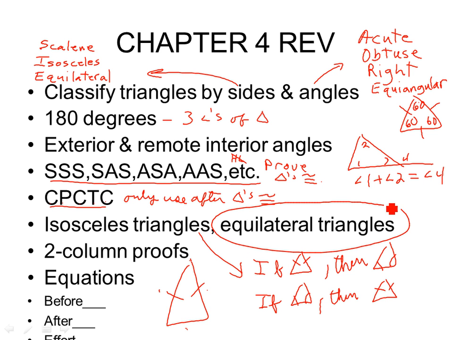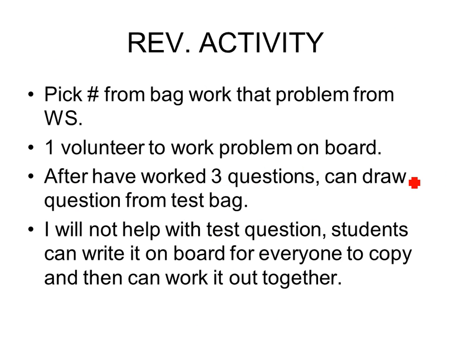Equilateral triangle. If a triangle is equilateral, what else do you know about it? All the sides are congruent and all the angles are congruent, so it's also equiangular. And you know that every angle is 60 degrees, and so on.